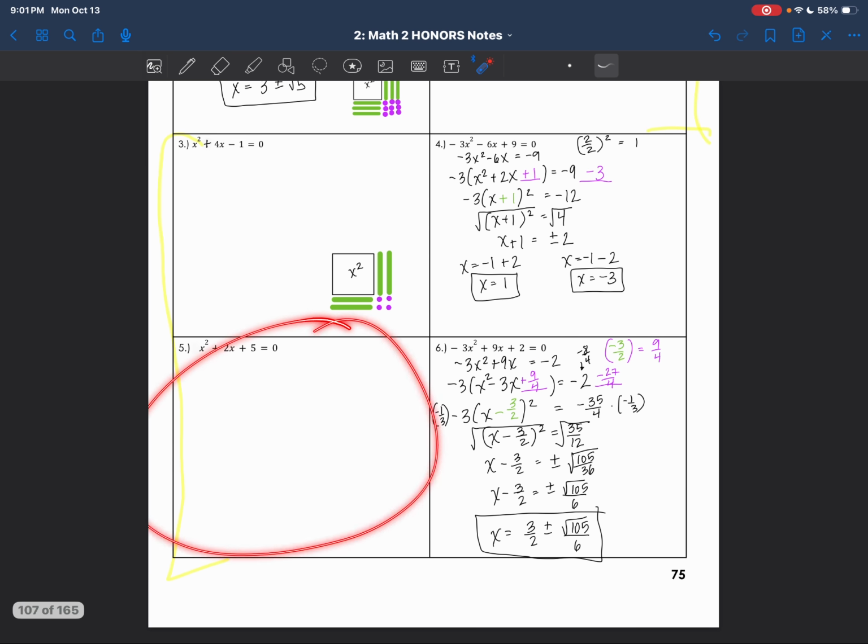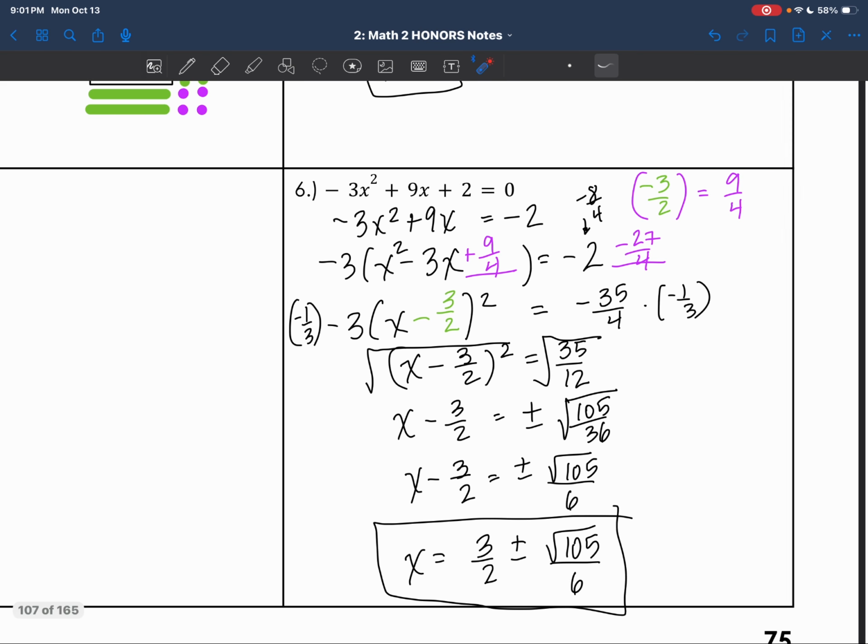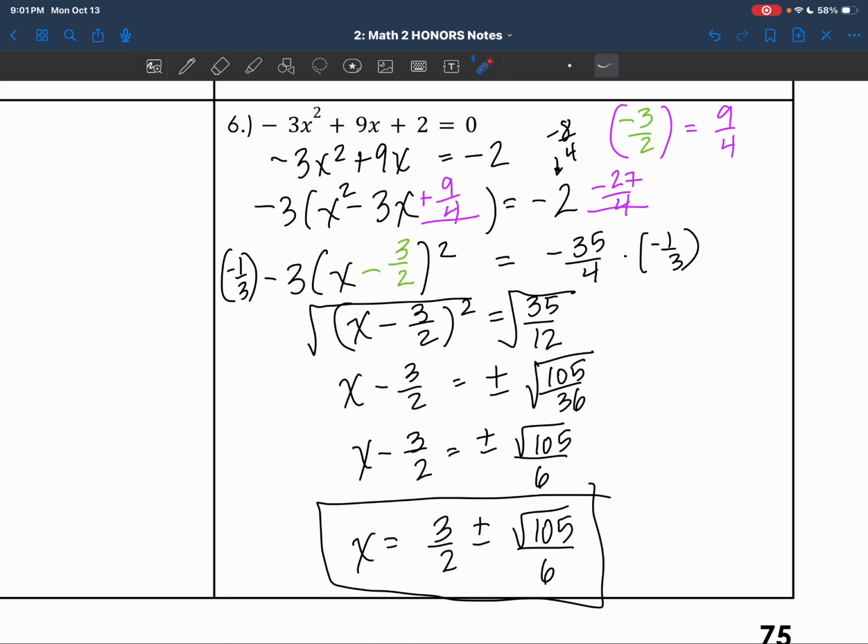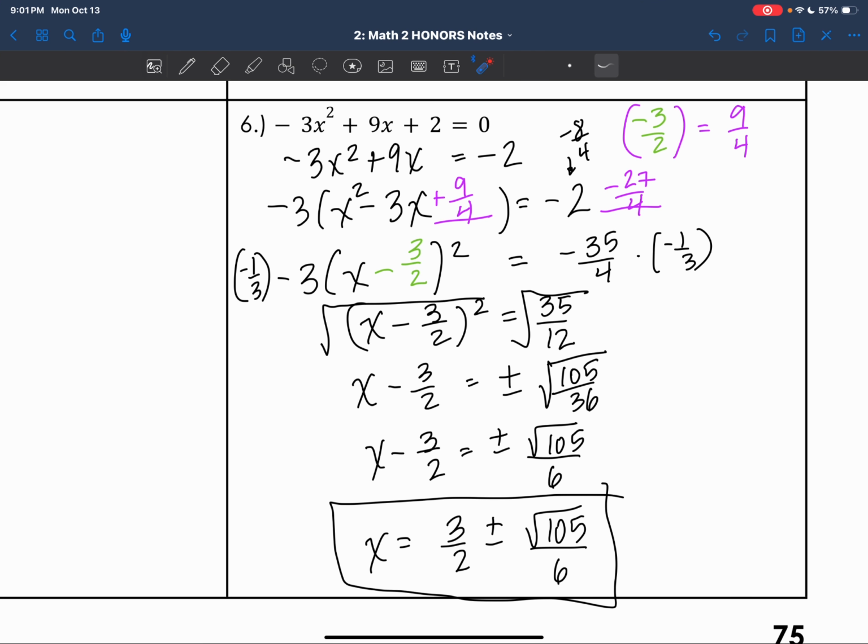Alright, I want you to go ahead and try this one, and then I did the last one here. So we're still doing the same thing. We're going to subtract 2. So I'm going to get negative 3x squared plus 9x equals negative 2. Now, just looking here, I'm going to factor out a negative 3. And this one's going to be a little tricky. I'm going to put my blank here, and I'm going to put a blank here.